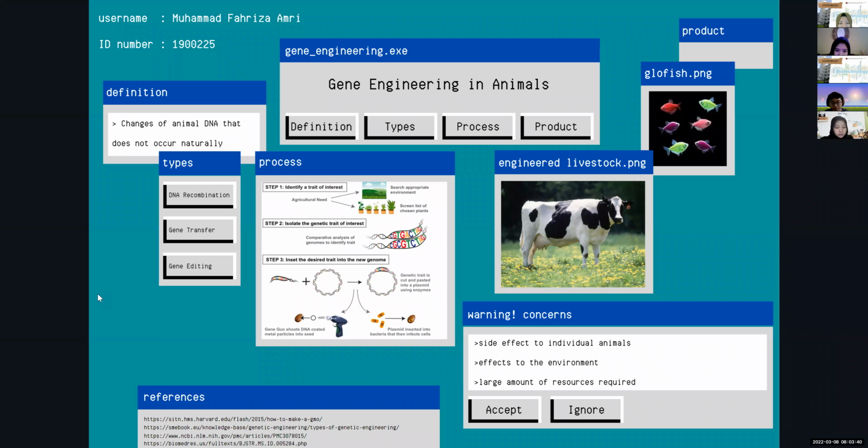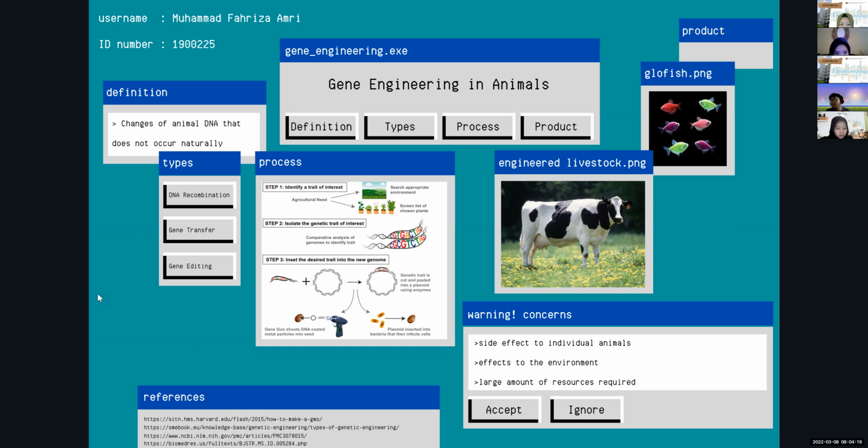And then let's move on to the process after we talk about the types. So the first step, we all know, is to identify the trait that we want. For example, again, as mentioned before, do you want animals that produce better milk or better meat or are resistant to disease? We see in the wild if there are any animals that express this trait. And then step two is to identify the genes that produce this trait in that animal. And after that, connect it to the host. So that would be the process of gene engineering in animals.